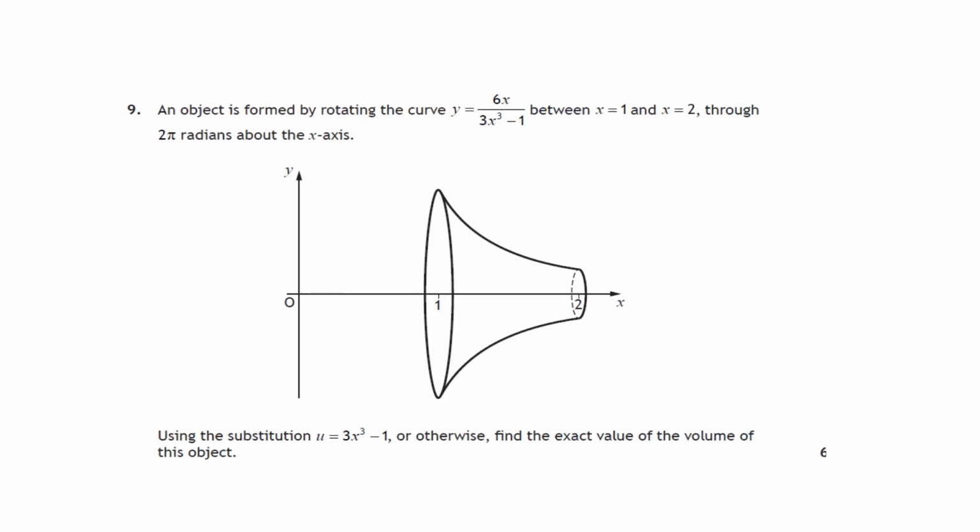Question 9. An object is formed by rotating the curve y equals 6x over 3x cubed minus 1 between x equals 1 and x equals 2 through 2 pi radians about the x-axis. And there we can see the curve at the top, that is our function 6x over 3x cubed minus 1. Now when we revolve that round the x-axis, we get this quince-shaped object here.